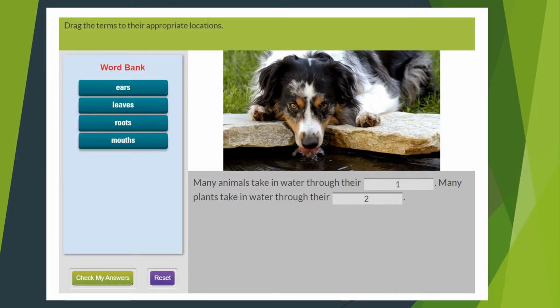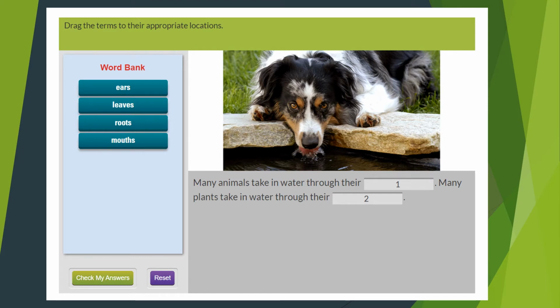All right. Drag the terms to their appropriate locations. Let's read our word bank. Repeat after me. Ears, ears. Leaves, leaves. Roots, roots. Mouths, mouths. Many animals take in water through their blank. What do they take in water through? And I think they give you a picture there to help with that one. Ears, leaves, roots, or mouths.